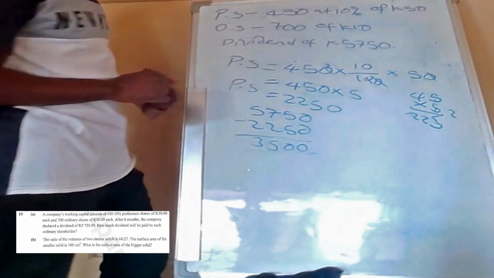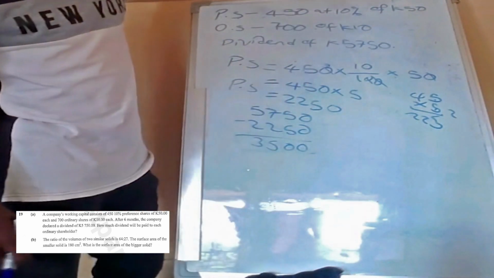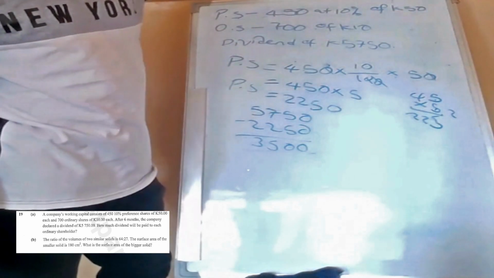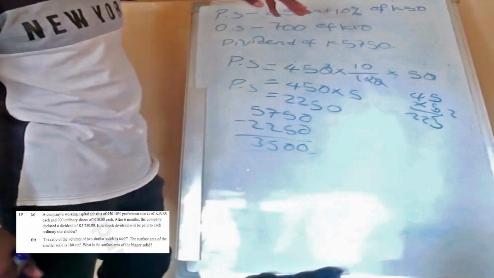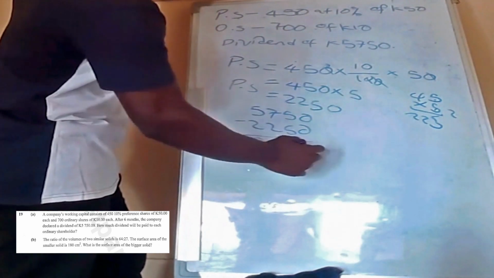Now the question is not asking us to find how much all the shareholders received, but it's asking us to find how much each ordinary shareholder received. So we're going to divide this by 700.